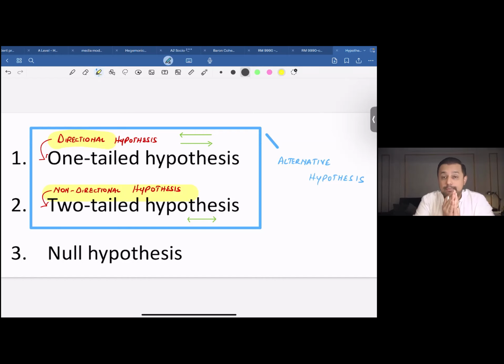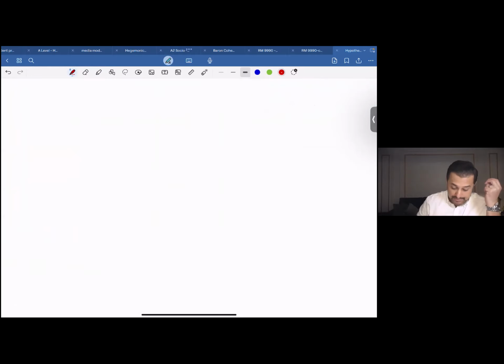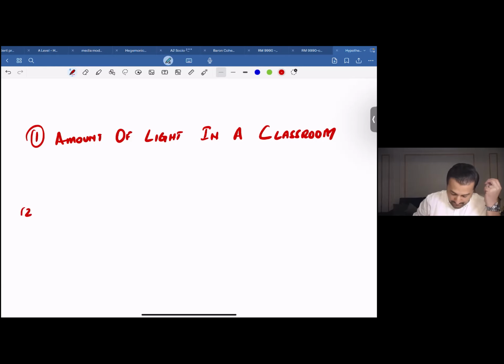Now, a one-tailed hypothesis, let's use an example. I'd like to use an example to help you understand this better. If I talk about two different variables, let's just say they are the amount of light in a classroom, and number two, the level of concentration students have.